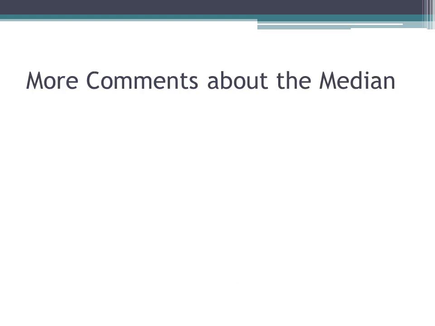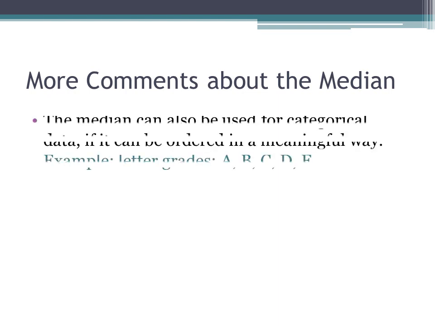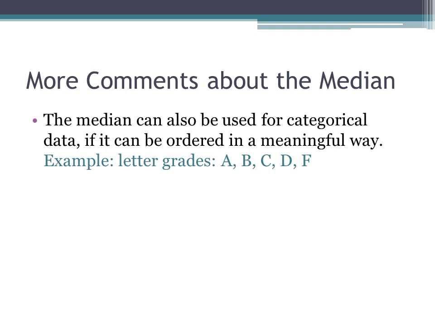Some comments about the median and what this number is good for. The median can also be used in categorical data as long as you can order that data in some meaningful way. For example, if you have letter grades, you can order them in some meaningful way so you can find the median. The eye color data is an example where you cannot order the data in a meaningful way, in which case the mode is the only option for a measure of center.